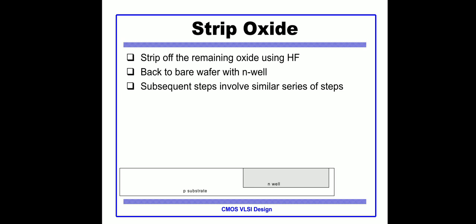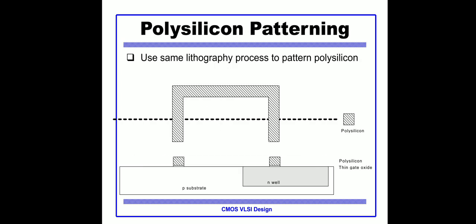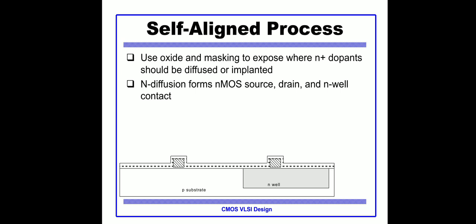In the strip oxide step, this is mainly done to protect the S and D terminals, that is source and drain terminals, and the oxide layer is removed from the surface, stripping the remaining oxide, which leaves a bare wafer with the N-well. In the polysilicon step, a very thin layer of gate oxide is deposited, and chemical vapor deposition of silicon places the wafer in a furnace, which forms small crystals called polysilicon. Polysilicon patterning uses the lithography process. In the self-aligned process, we use oxide and masking to expose the dopants. N diffusion forms the CMOS source, drain and N-well contact.